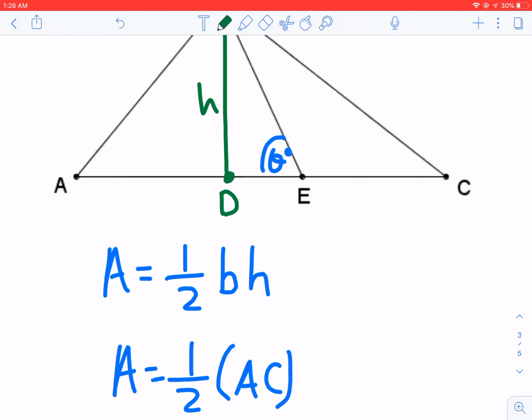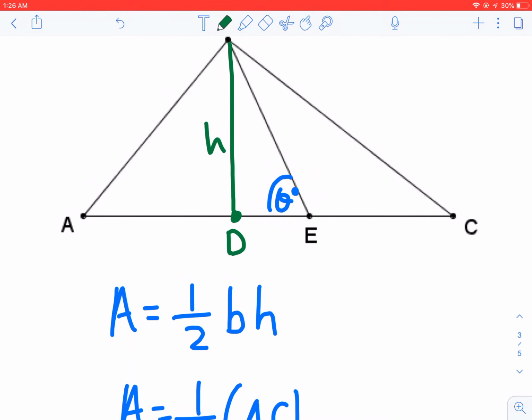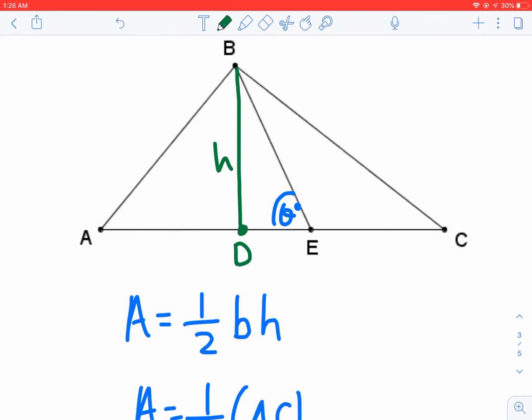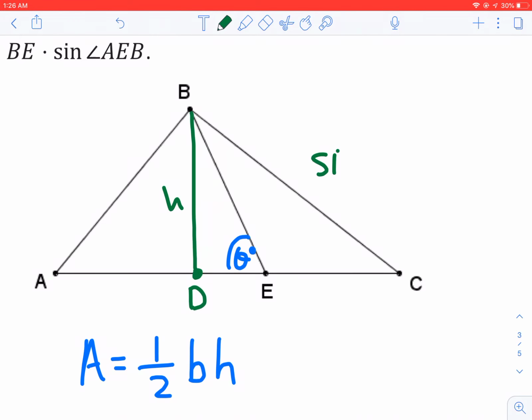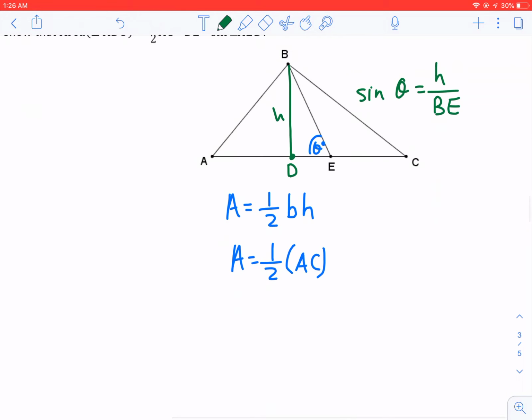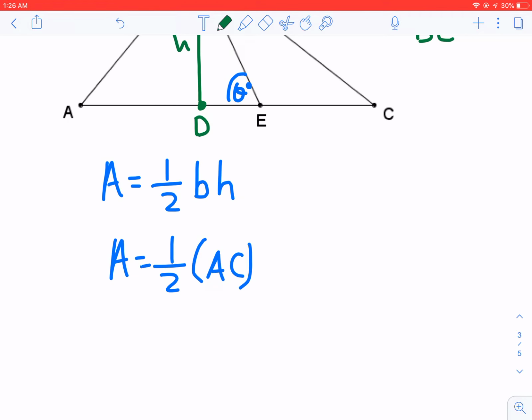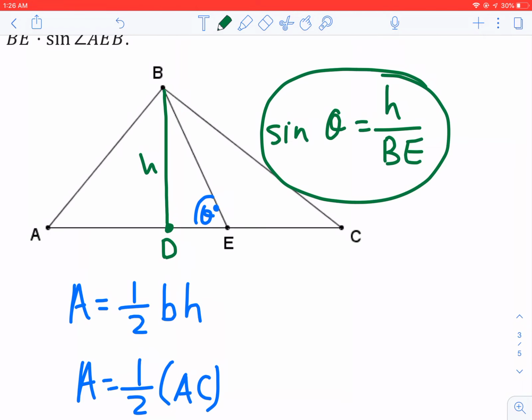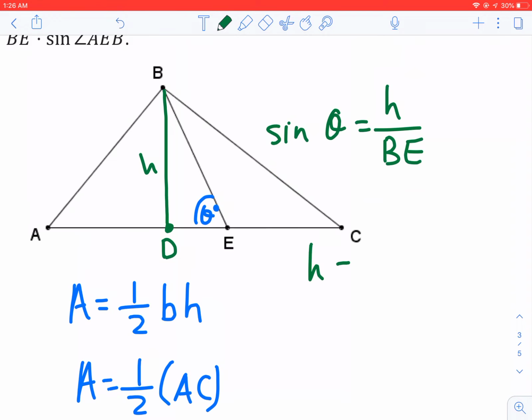So we said we're going to be using this angle. So what do we have? In this triangle we have the opposite side, the height, and let's use the hypotenuse because that was in the original diagram. So I can say sine of theta is equal to h over BE. We want to get that height involved. So the area is going to equal 1/2 AC times the height, so let's solve for height in that equation. The height is equal to, multiply both sides by BE, BE times sine of theta.